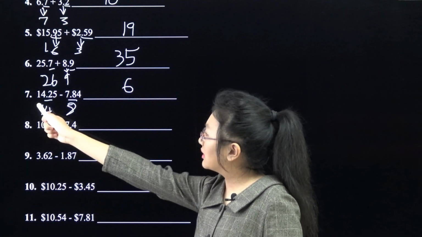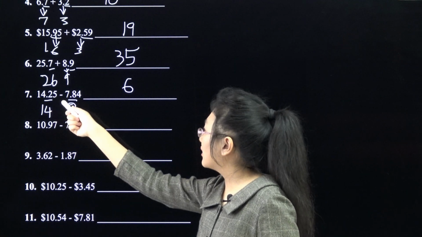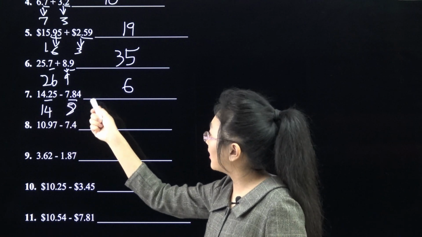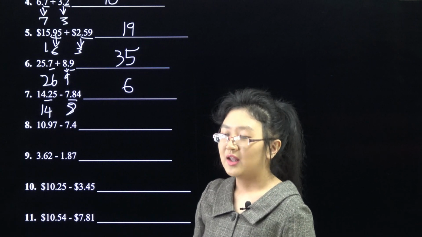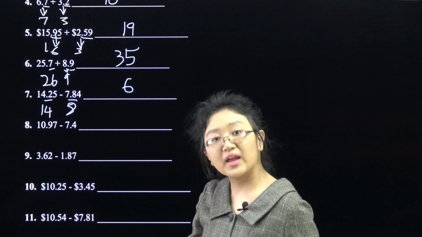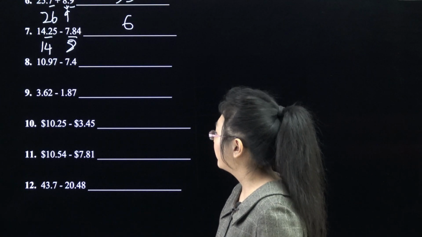So it's implying that 14.25 minus 7.84 is approximately 6. It's a little bit off, but it's an estimation. It's always going to be a little bit off.